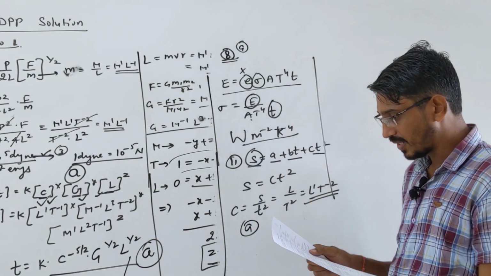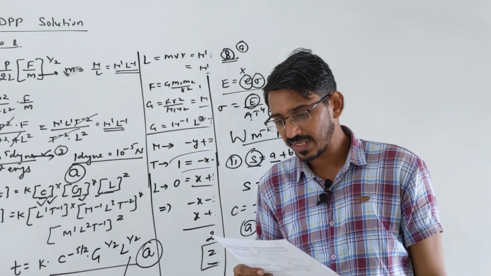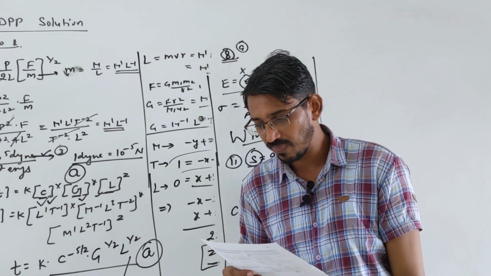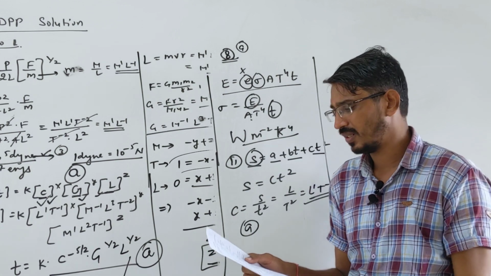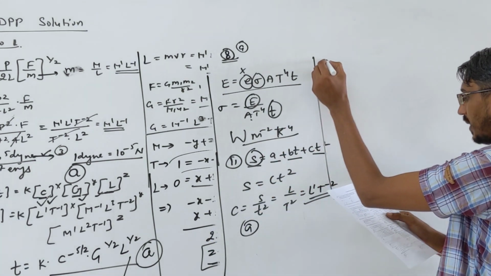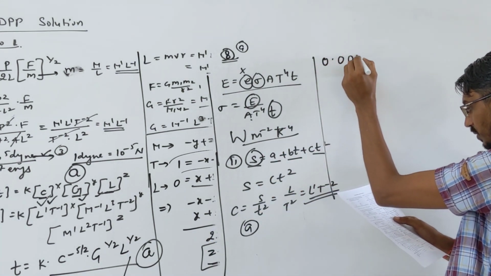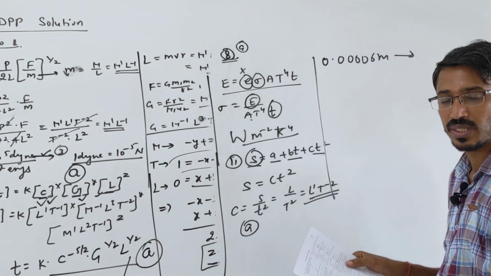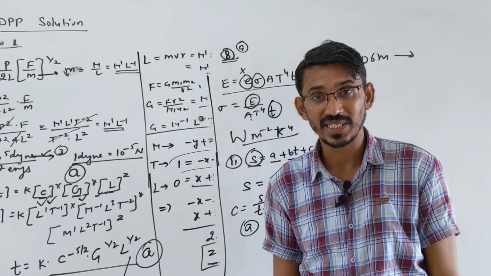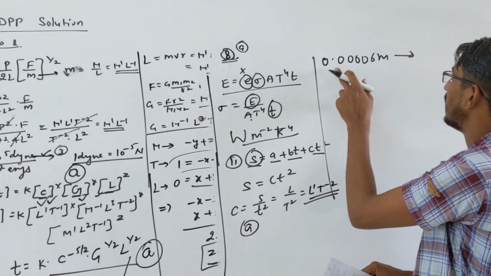Okay, let's move on. Question number 12 is saying the wavelength of a ray of light is this much. Correct? You have to convert units only. They gave 0.0006 meter, and they are writing this answer in micrometer, microns. Microns means 10 power minus 6. So you have to write this in 10 power minus 6 format.